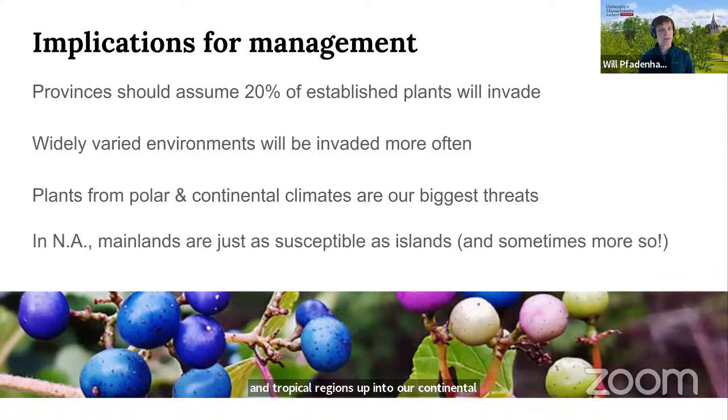And lastly, in North America, mainlands are just as susceptible as islands. Most of our island susceptibility evidence comes from the tropics, but if you get up into these continental climates, mainlands and islands are kind of equally susceptible, and sometimes mainlands are more susceptible. So the island susceptibility hypothesis is not as relevant for continental climates like Canada.